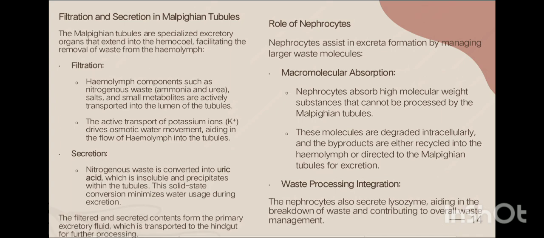Filtration and secretion in the Malpighian tubules. The first one is filtration. The hemolymph, which has nitrogenous waste, salt and small metabolites, is actively transported to the lumen of the tubules. This active transport of potassium ions drives osmotic water movement, which makes the hemolymph flow into the tubules. And secretion: the nitrogenous waste is converted into uric acid, which is insoluble and precipitates within the tubules. This solid state conversion minimizes water usage during excretion. That is what we require for the terrestrial insect.